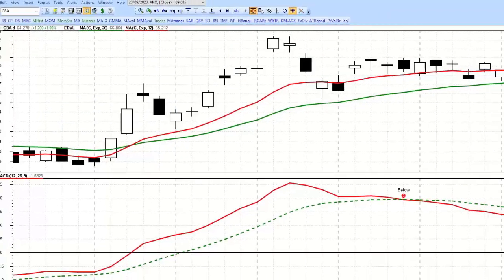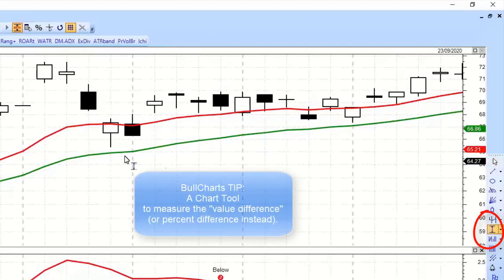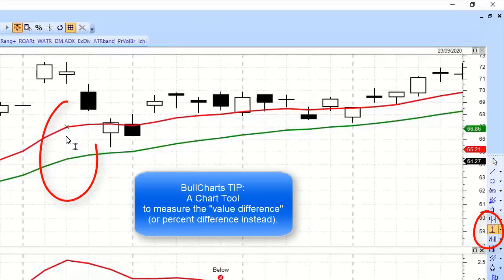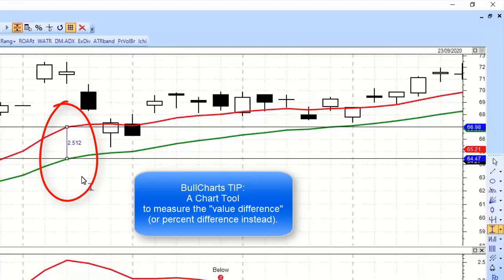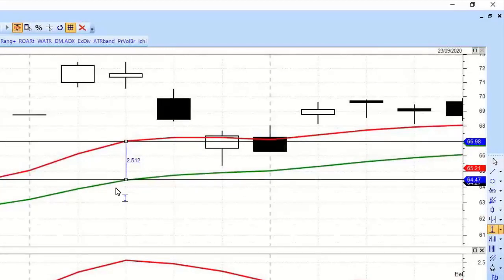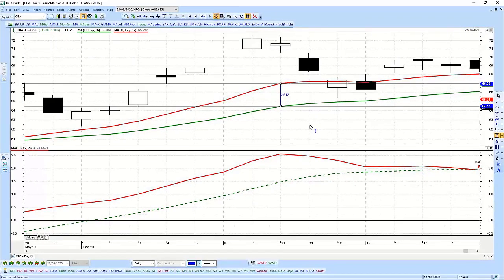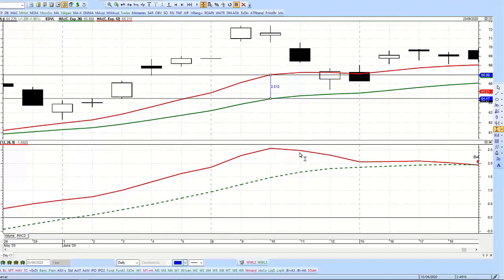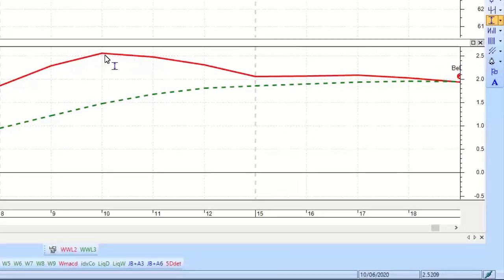But what I want to show you is I can have a look at the value, have a look at the difference in price between those two moving averages. Now, at that point, it's about $2.50, $2.51 roughly. Now, the red moving average in the bottom here in MACD, the value there should be exactly that.